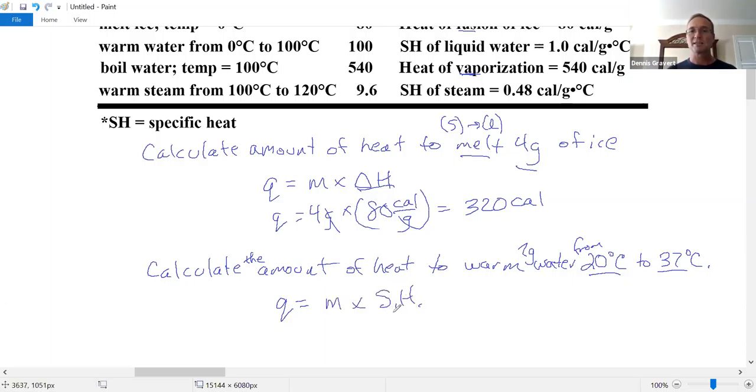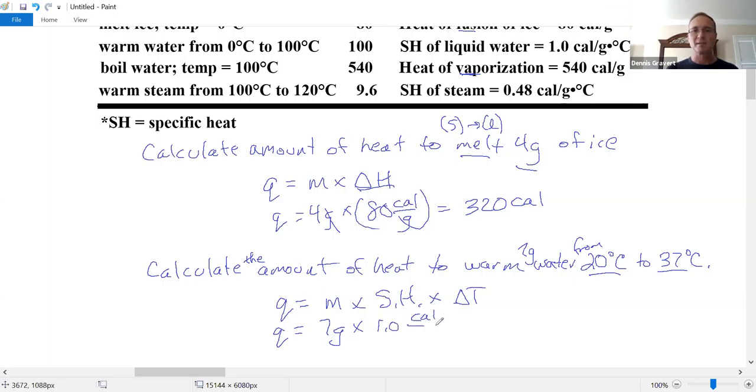Its specific heat is a conversion factor times delta T. Okay. So what's the mass? 7 grams. What's the conversion factor for warming up water? Well, it's right up here. Let's move this out of the way. You're warming up water from anywhere between 0 degrees and 100 degrees, the specific heat of liquid water is 1.0. Nice. And then we have crazy units.